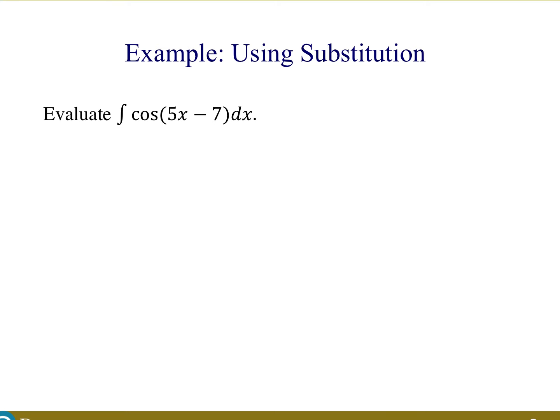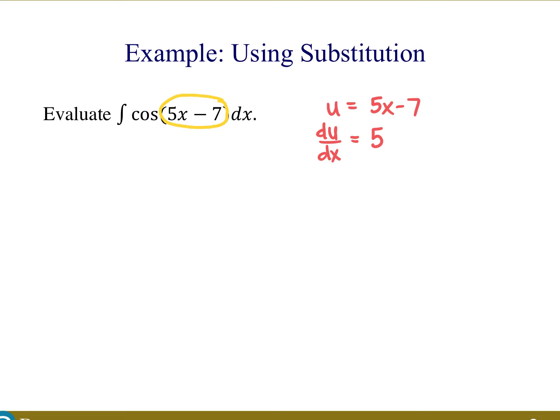We see our parentheses, cosine of 5x minus 7. And we recognize that the parentheses contain 5x minus 7, so that most likely is going to be our choice for u. So kind of over to the side in the margin, you identify what you're choosing as your u. So we're choosing 5x minus 7. I find the derivative of that. So the derivative du dx is 5.